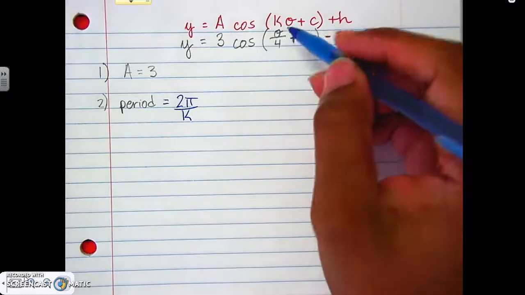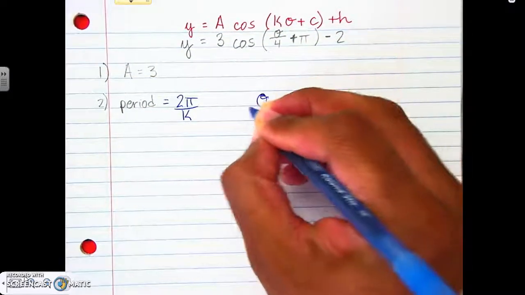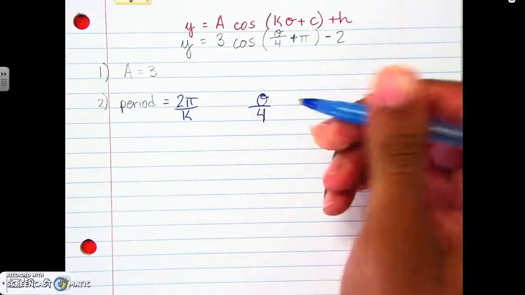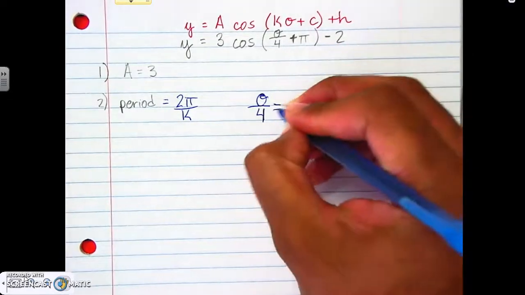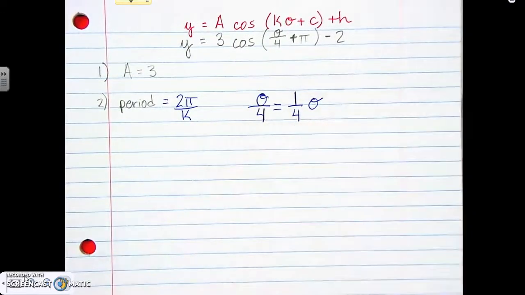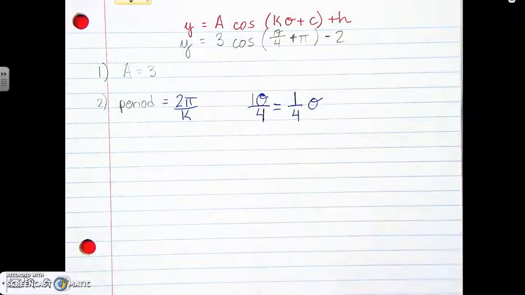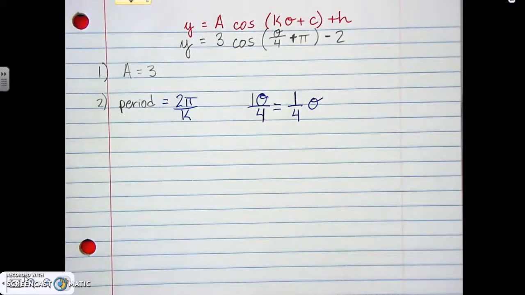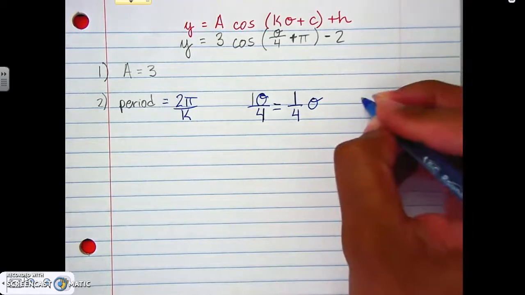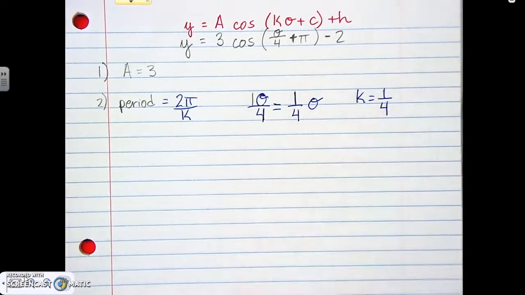So here we're looking at k. And remember, when we talked about this in the notes before, whenever we have a fraction, we can rewrite this as 1 over 4 theta, simply because there's an understood 1 in front of theta. It's understood to be right there. So we can write 1/4 theta. So that means, for this problem, k equals 1 over 4.